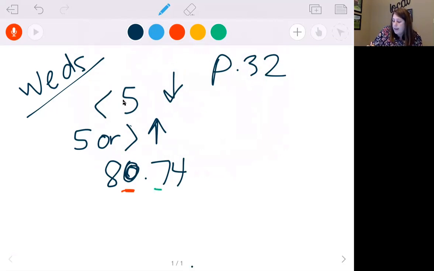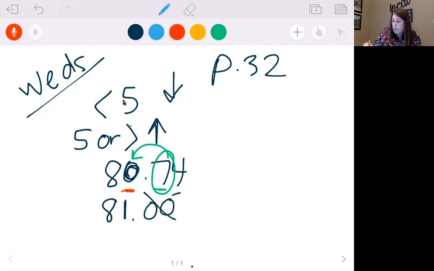Then we look at this number right here to tell us what this number should be. If it's 5 or more, we round up. This number is the one you're looking at, whether it's 5 or more. So 7 is more than 5, so that 0 changes to a 1. I keep everything over here, and everything after changes to a 0, or we really don't need that at all. We can just put that 81 is our whole number.